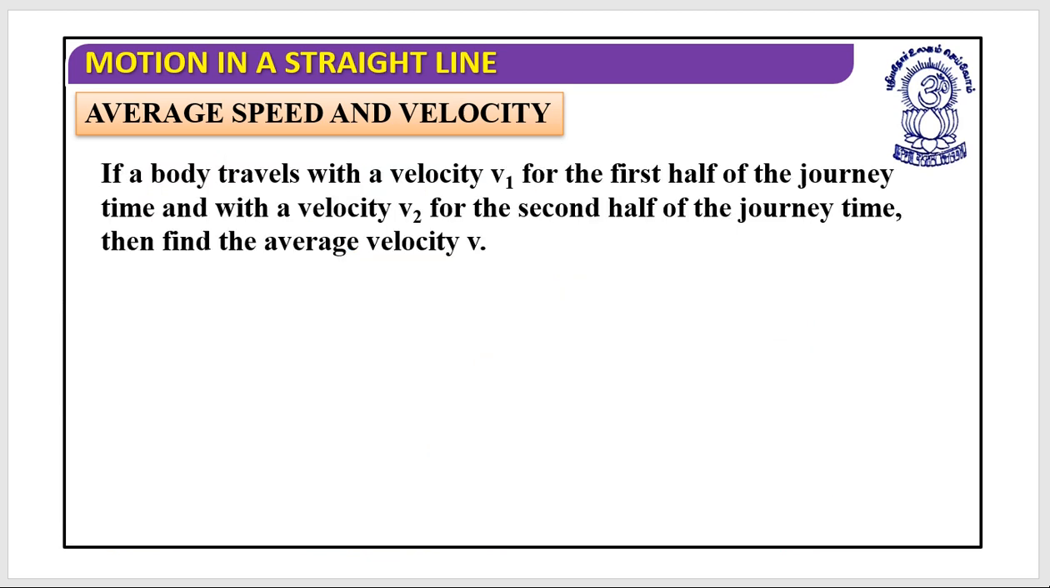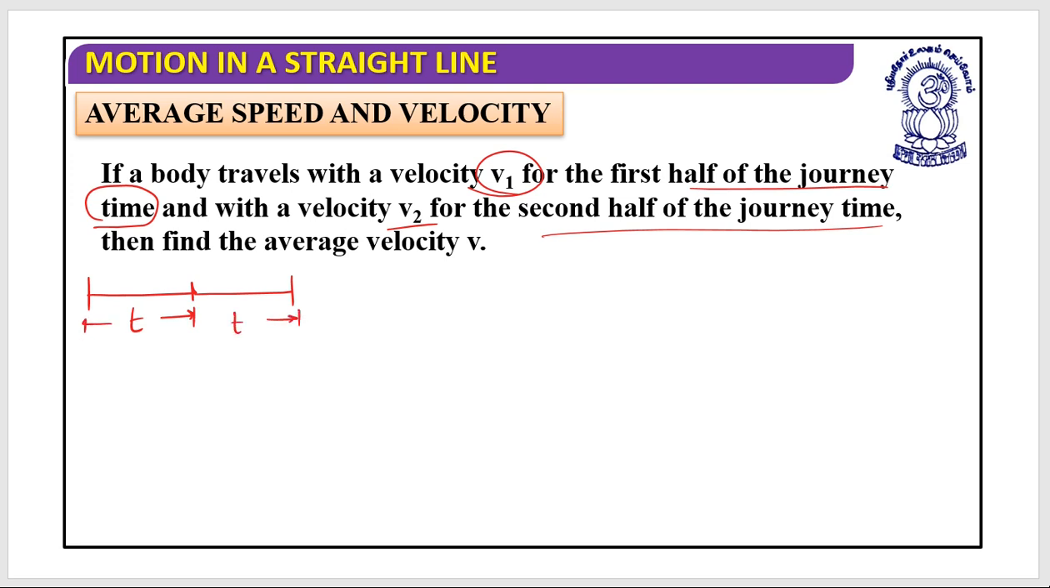Okay, let's look at the next one. Read the data carefully. What they have given. They are saying that if a body travels with velocity v1 for the first half of the journey time, look at this, read carefully. They are not talking about the distance, they are talking about the time. For the first half of the journey time, and with a velocity v2 for the second half of the journey time, then find the average velocity. So what can I do? Let's look. Let's say this is time t.